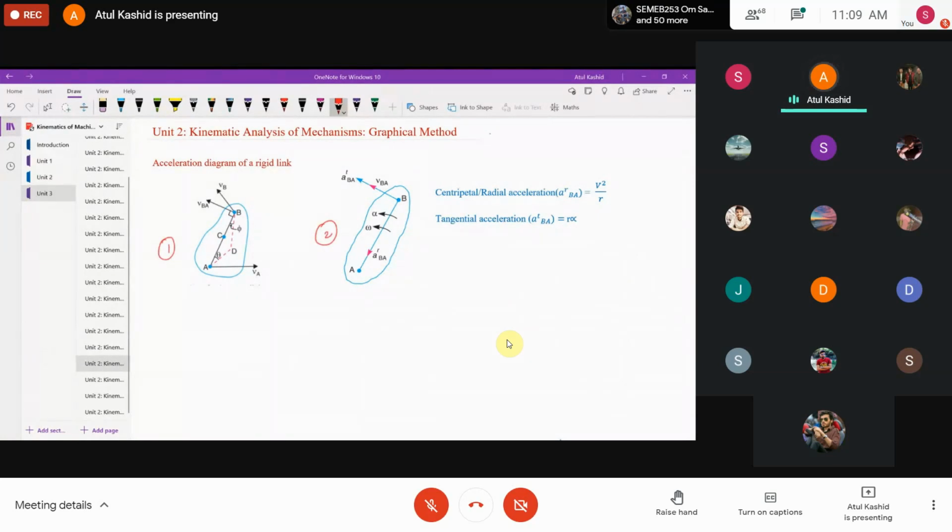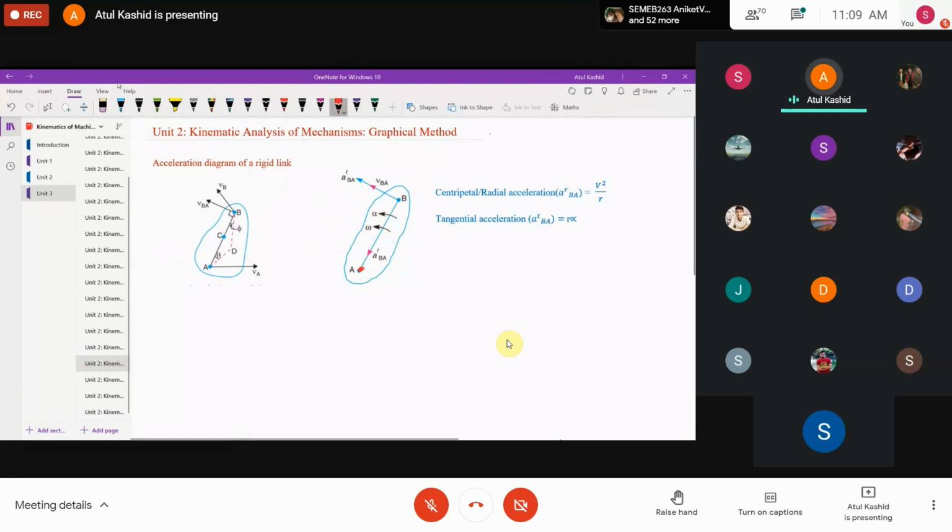You can remember, we took this example when we were discussing the velocity diagram. We had considered this rigid link AB to draw the velocity diagram. The same rigid link AB we are going to use again for the acceleration diagram. Here you can see the link AB is rotating with angular velocity omega and the angular acceleration alpha. It is rotating in the anticlockwise direction.